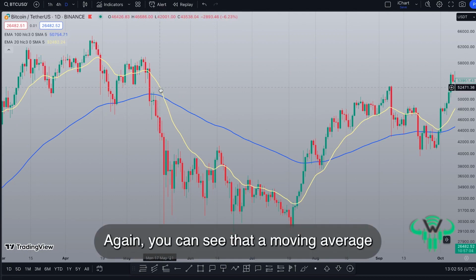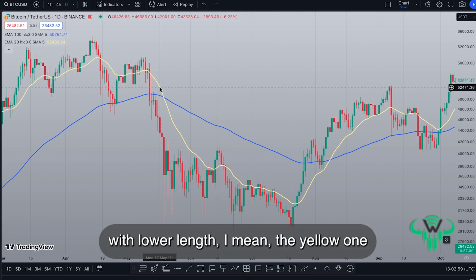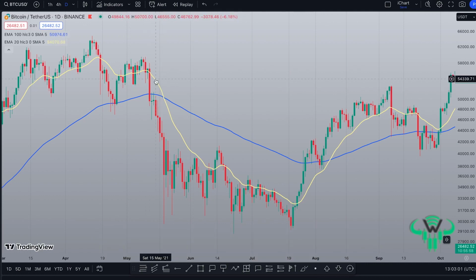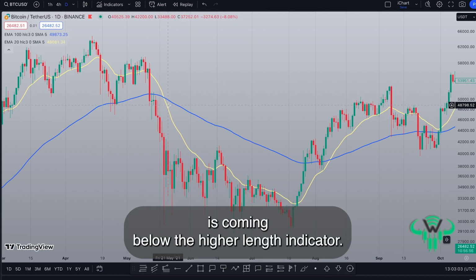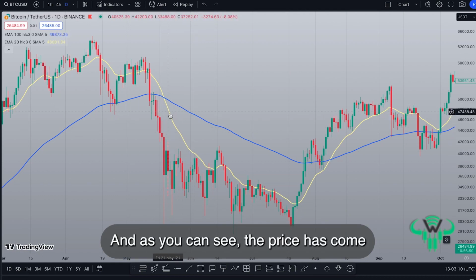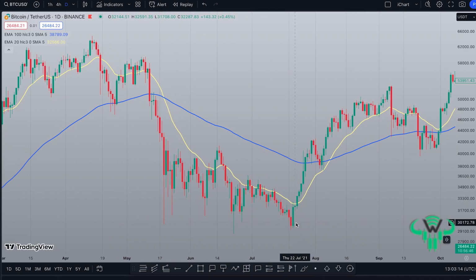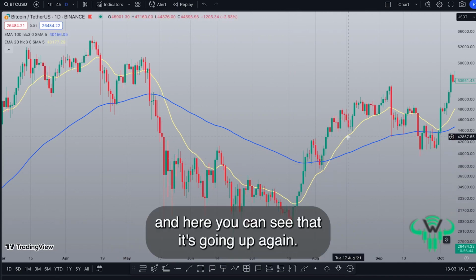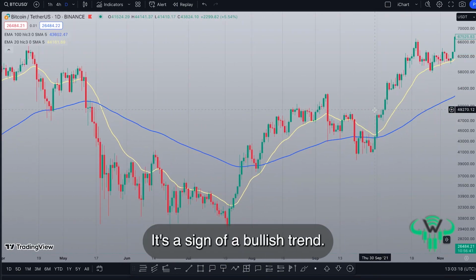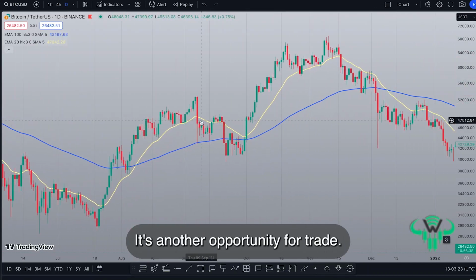You can see that a moving average with lower length, I mean the yellow one, is coming below the higher length indicator. So it is a sign of bearish trend, and as you can see, the price has descended for a long time. And here you can see that it's going up again. It's a sign of bullish trend. It's another opportunity for trade.